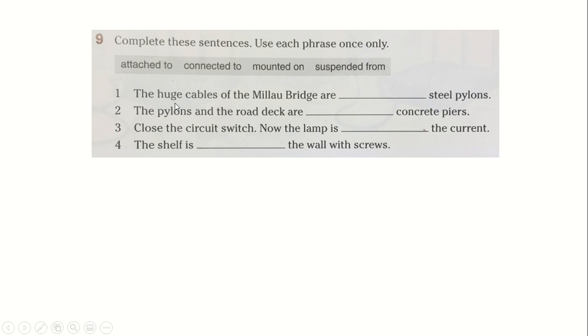To answer this question, maybe you need to go back to the lesson when we studied the Millau Bridge, the suspension bridge. Okay, so the huge cables, of course you remember the cables, are steel pylons. The pylons are the upper part above the deck of the bridge, the columns above the bridge deck. So, what do you think the answer is?